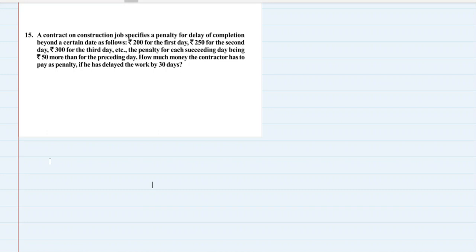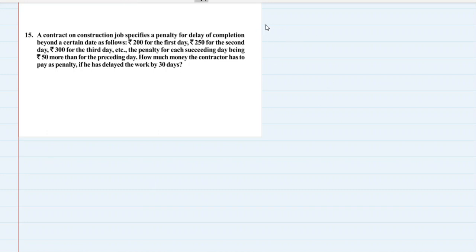Okay, how much money the contractor has to pay as penalty if he has delayed the work by 30 days? If the work is delayed by 30 days, how much penalty will the contractor have to pay?